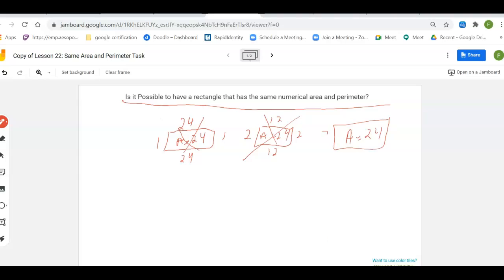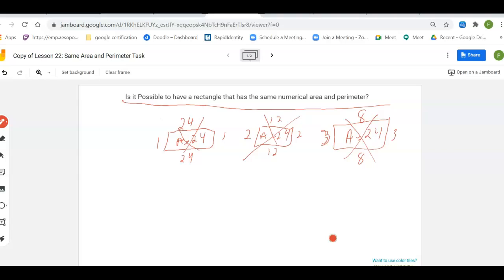Let's do 8 and 3. See, the area would be 24, but what about the perimeter? So you've got 8 and 8 is 16, plus 3, 19, plus 3, 22. So that one wouldn't work either.